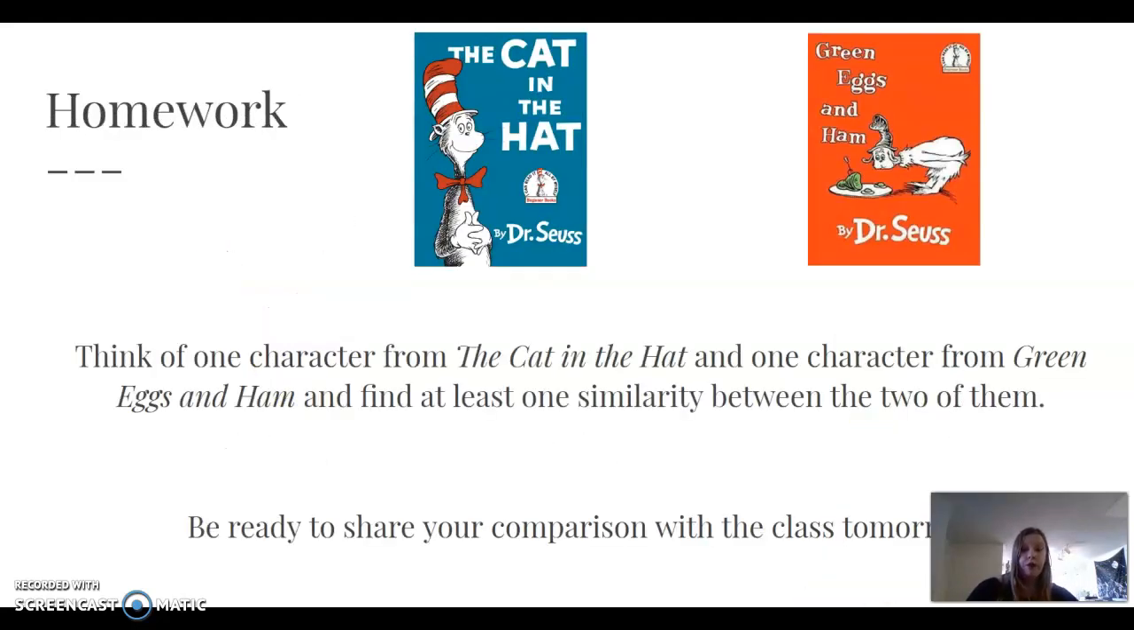So for tomorrow, for your homework, I would like you to think of one character from each book, so two characters in total, and I want you to find one thing similar between both of them. And then you're going to be ready to share them in class tomorrow.